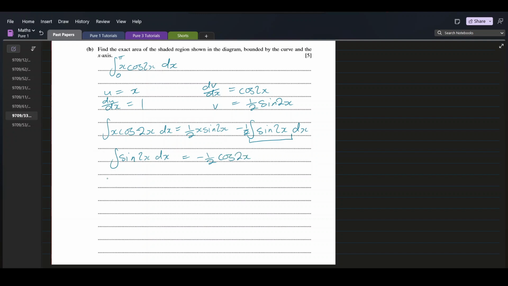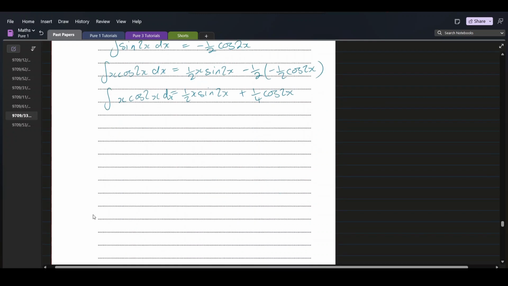So let's substitute that. That becomes the integral of x cos 2x with respect to x is equal to 1 over 2 x sine 2x minus half times negative 1 over 2 cos 2x. Let's expand, so that's half x sine 2x plus a quarter cos 2x. This is our integral of x cos 2x with respect to x. And now if we go back to the stage, we can substitute our limits.